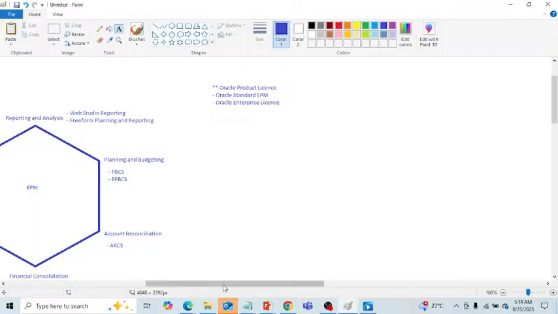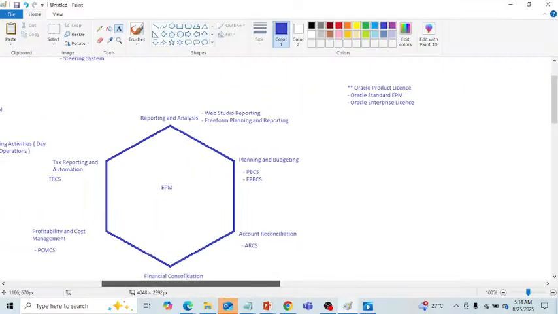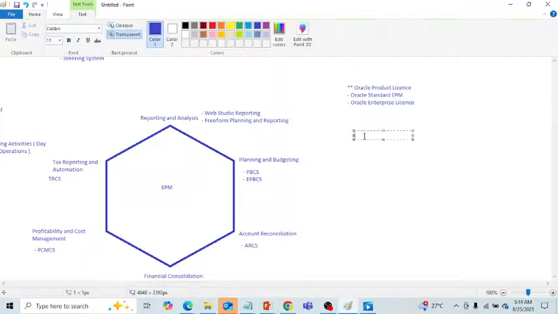The EPM product mainly focuses on analysis and planning, that is ANA-plan. You might have heard about it, that is ANA-plan. So ANA-plan focuses on analysis plus planning. Analysis and planning.